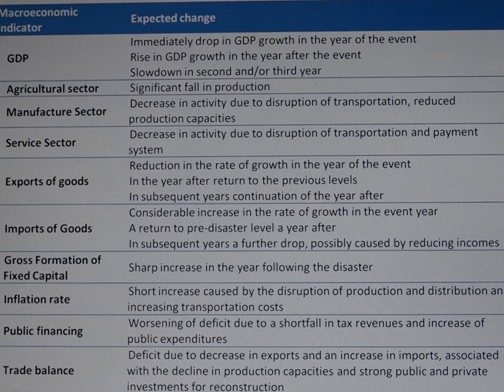Several macroeconomic indicators are affected by a disaster event. These include GDP, agriculture, manufacture and service sector, exports and imports of goods, fixed capital, inflation rate, public financing, and trade balance. The GDP, which is the main indicator, logically will drop in the year of the event. The aftermath often is affected by the ability of public sector to respond to the disaster event through its reconstruction policies.